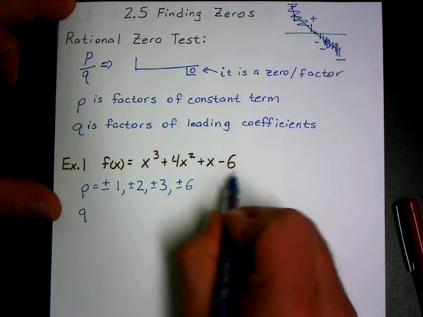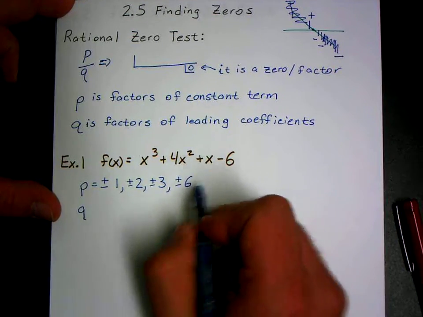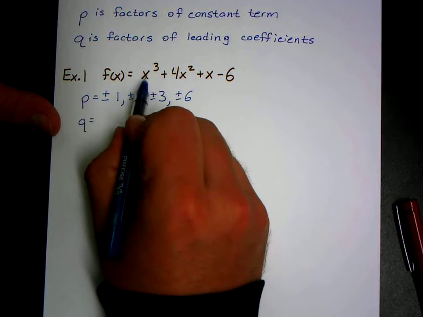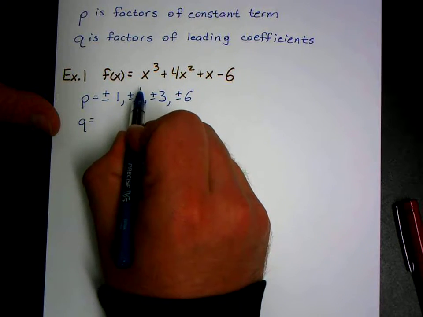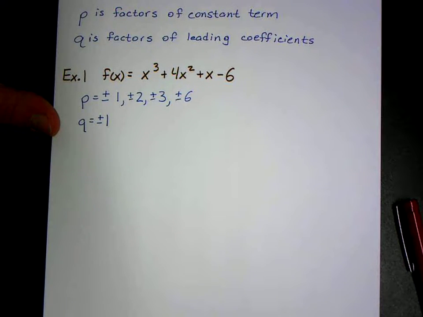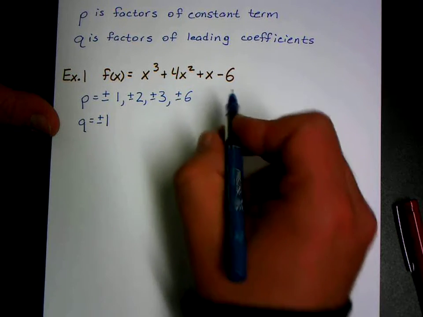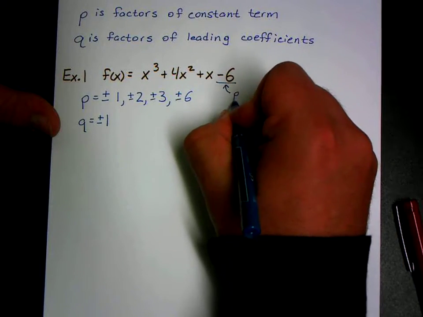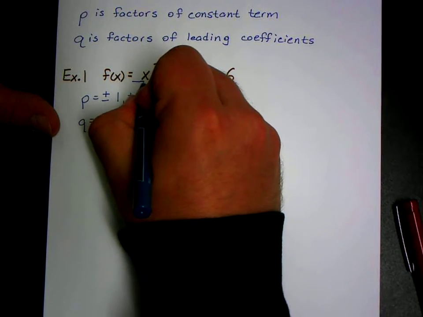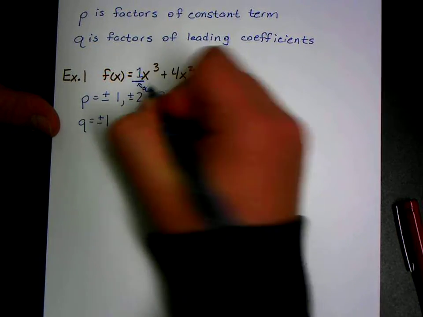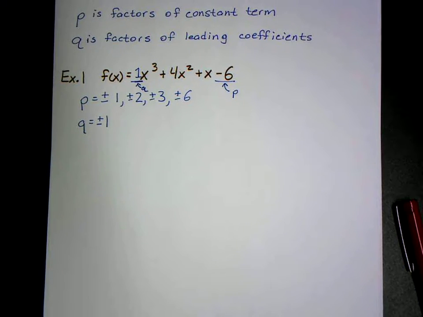So, I choose all factors of 6. Q is all the factors of my leading coefficient, which luckily for me is 1. So P, yes, the constant term is your last one. So this is where your P comes from. Q comes from your first number, which in this case is 1.